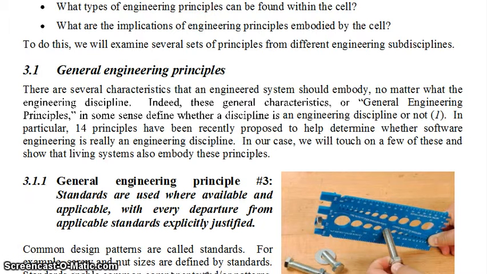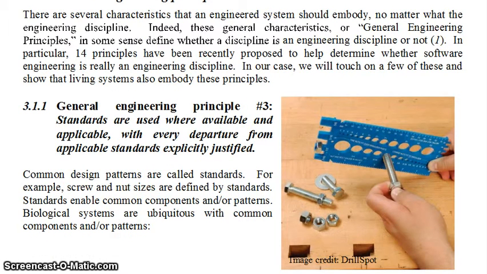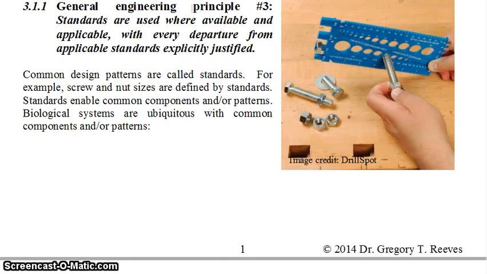And throughout this section, you'll see these different numberings. For example, general engineering principle number 3. These numberings refer to the way that Burstis numbered his 14 general engineering principles in reference number 1, which you can find at the end of the lecture. So the first one that we're going to talk about is general engineering principle number 3. Standards are used where available and applicable, with every departure from applicable standards explicitly justified.